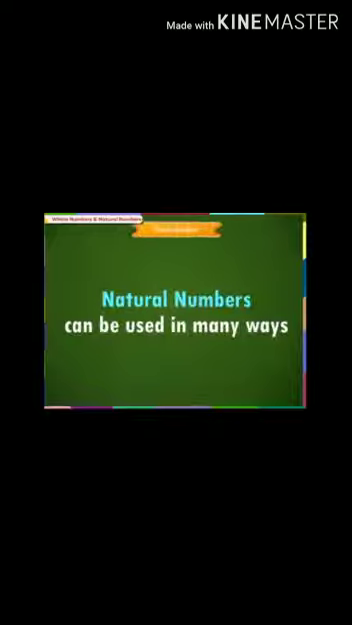Natural numbers can be used in many ways. They can be used to show quantity and position. A cardinal number tells the quantity. It answers the question how many? For example, how many flowers? How many books? Etc. An ordinal number tells the position of an object in a sequence. For example, the red colored flower is the first. The yellow colored flower is the second. The pink colored flower is the third, and so on.